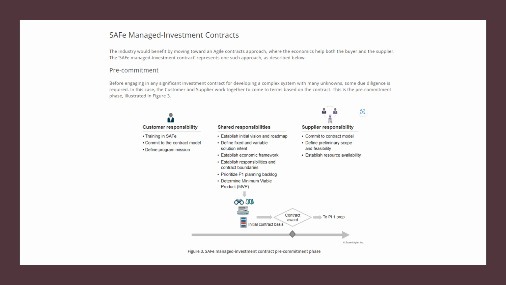If you look at this picture, this is the pre-commitment phase. At one point of time, you will get a contract awarded. Actual PI 1 preparation starts here. So in this process of pre-commitment, the customer has a responsibility. There are shared responsibilities and there are supplier responsibilities as well. So I'm going to discuss this in my next slide as well. You can stop this video now and look at this picture to understand what the different responsibilities explained here are as well.